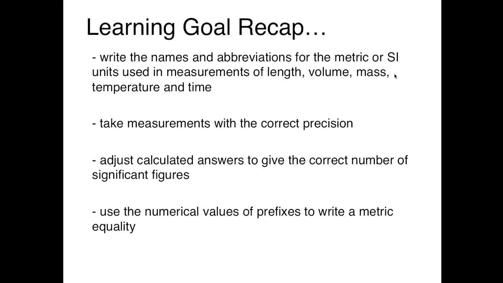All right, so let's end this with a learning goal recap. As you read this list, you should also be thinking to yourself, by the end of this lecture, I can do the following. 1, write the names and abbreviations for the metric or SI units used in the measurements of length, volume, mass, temperature, and time. I can take measurements with the correct precision, thinking about the smallest markings, and 1 extra digit after the smallest markings made by imaginary markings. I can adjust calculated answers to give the correct number of significant figures, thinking about significant figures with calculation, rounding, and the like. And finally, I can use the numerical values of prefixes to write a metric equality. Right, we just did that. All right, so we'll see you in the next lecture.